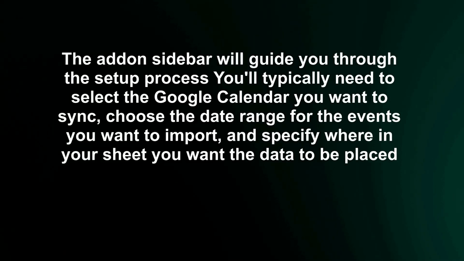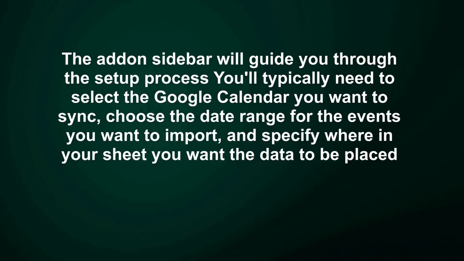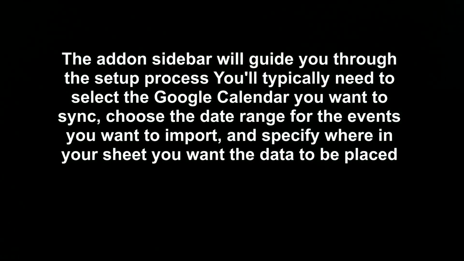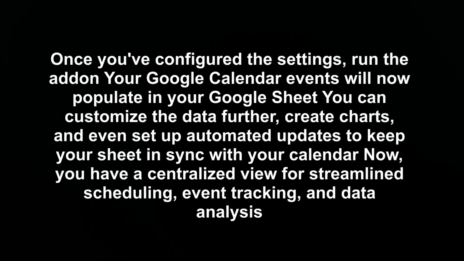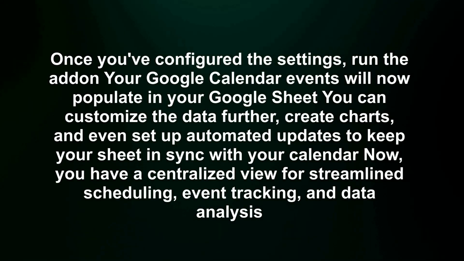The add-in sidebar will guide you through the setup process. You'll typically need to select the Google Calendar you want to sync, choose the date range for the events you want to import, and specify where in your sheet you want the data to be placed. Once you've configured the settings, run the add-in. Your Google Calendar events will now populate in your Google Sheet.